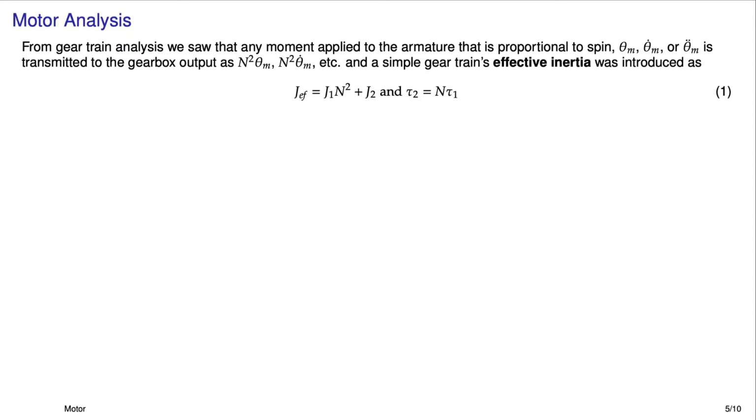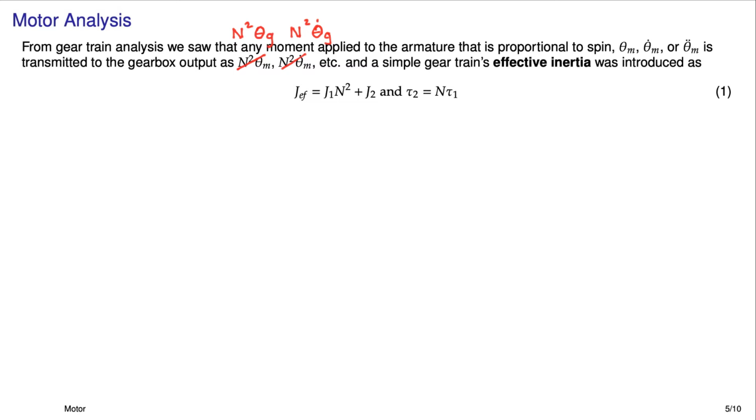To help us make sense of the modeling of a motor and a gearbox, it might be helpful to go back and have a look at the video on gears. And that's where I introduced this notion of effective inertia that was J1 n squared plus J2. In that video, I used the small gear as gear 1, and the larger gear as gear 2. The way that maps to the gearbox for the motor is that theta 1 becomes theta m, and theta 2 becomes theta g. And I can see here in the notes that I have a little mistake. I have the n squared theta m and n squared theta m dot, and that should be n squared theta g and n squared theta g dot.